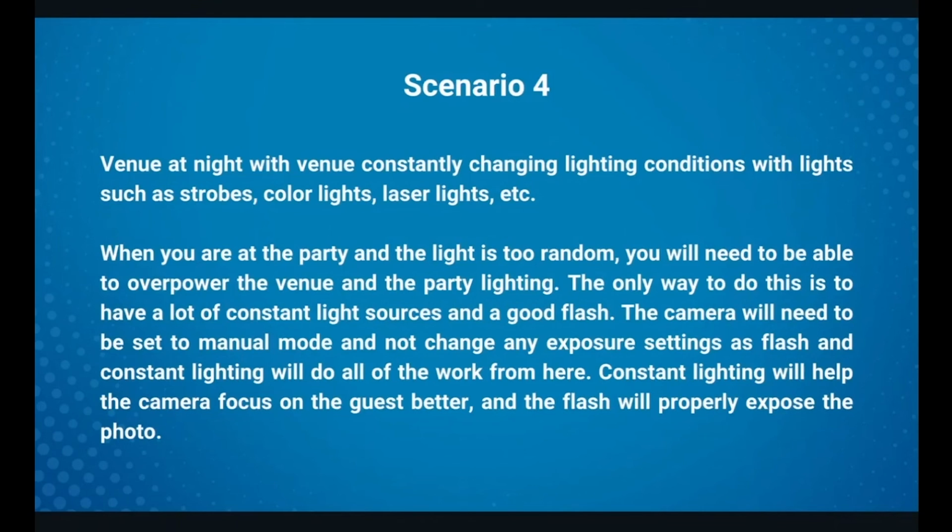Okay, so when you're at the party and the light is too random, the camera will not know what to do, so you will need to be able to overpower the venue and the party lighting. The only way to do this is to have a lot of consistent light sources or a good flash at the same time. The camera will need to be set to manual mode and not change any exposure settings, as the flash and constant light will do all the work for the camera. Constant lighting will help the camera focus on the guest, and flash will properly expose the photo.